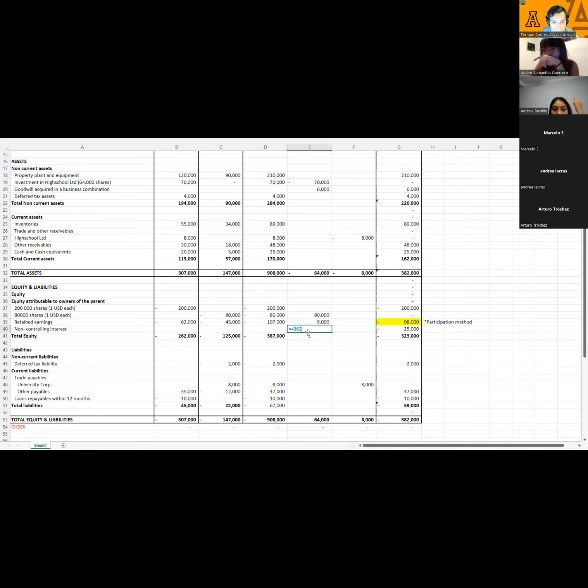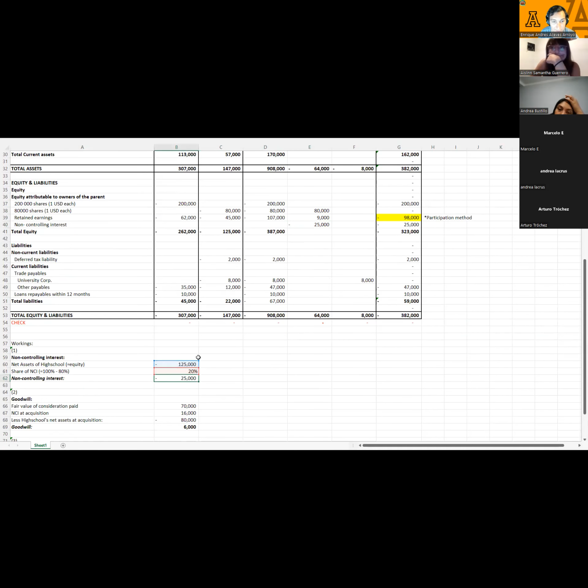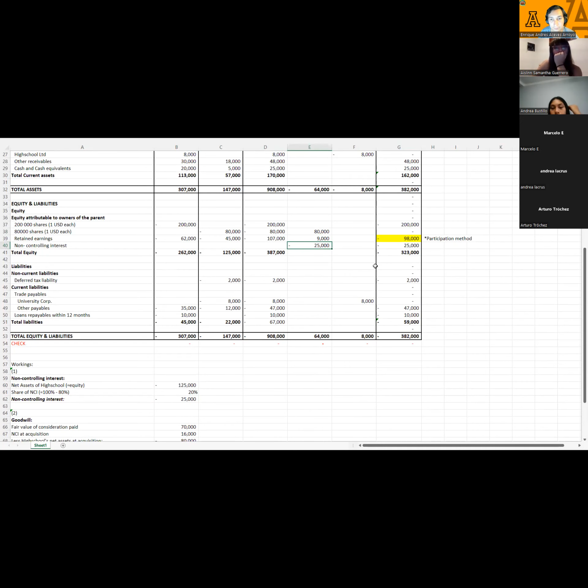This 25,000. How did we get to those 25,000? It's from the total equity, how much of it belongs to the non-controlling interest. Yes. I mixed it with the total of the equity section, okay?